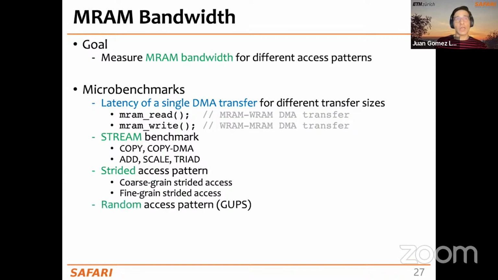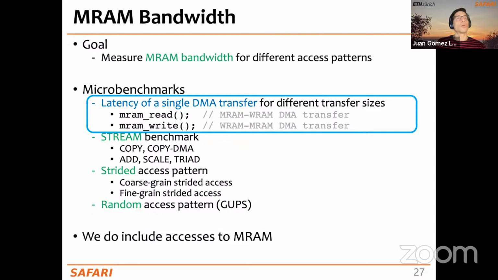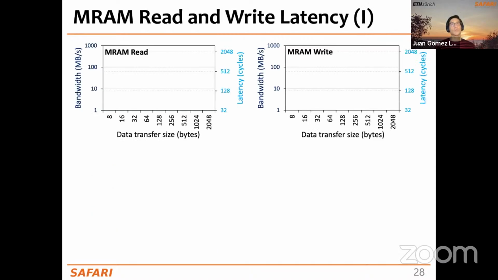And then we create one more microbenchmark to measure the bandwidth for random access patterns, and this microbenchmark is based on the popular GUPS benchmark. In this case, we include the accesses to MRAM, as opposed to what we did for WRAM, because that's actually what we want to measure: the latency and bandwidth to MRAM. Okay, let's start with the latency.